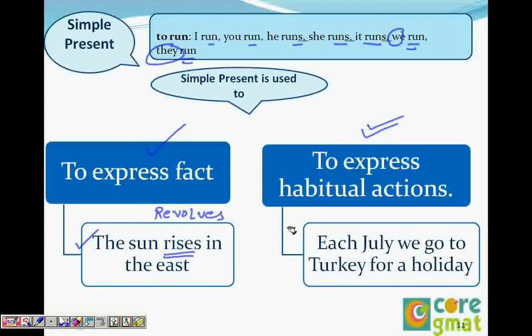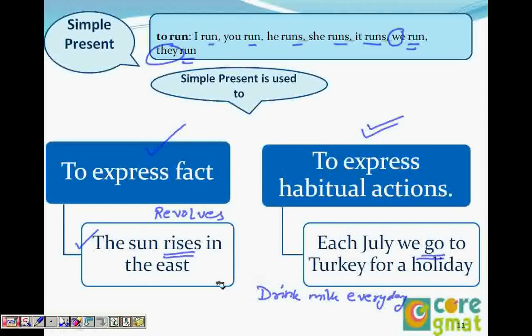Then habitual actions. Each July we go to Turkey for a holiday. So that's my habit. The simple present tense is where? Go: each July we go. I drink milk every day: drink. So whenever you talk about anything which is your habit or which is a habitual action, we always use the present simple tense for that.